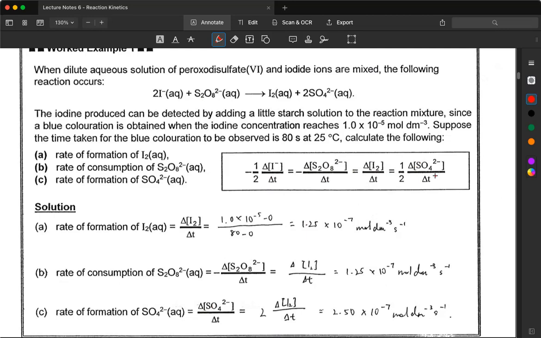the rate of formation of sulfate. It's a bit different. So be careful of that. Because this and this happen to have the same mole ratio, so they happen to have the same rate of consumption or formation, but it's not the same for sulfate with a different mole ratio.